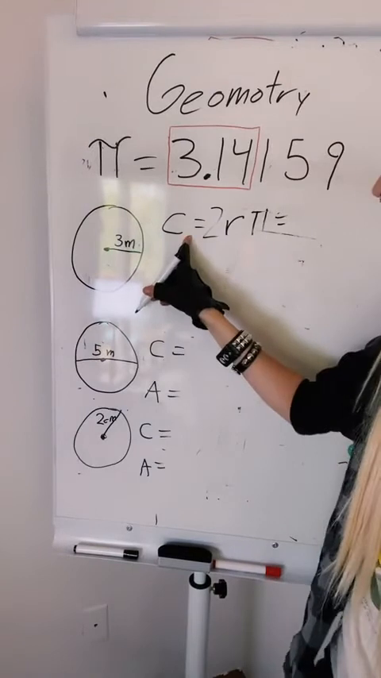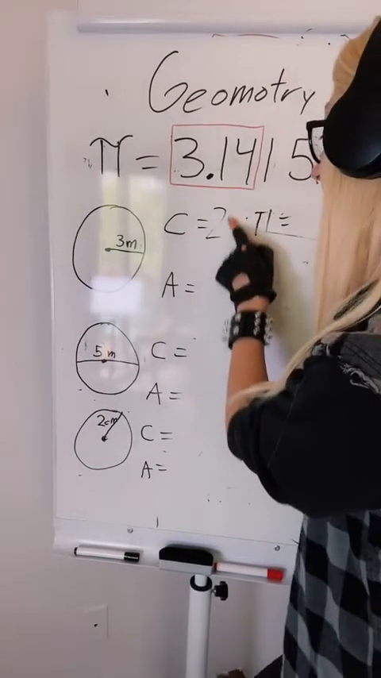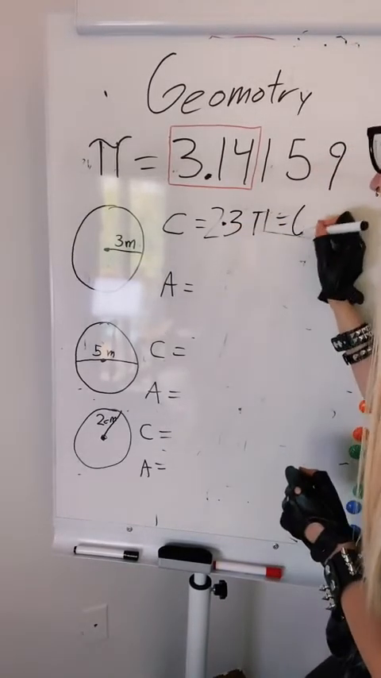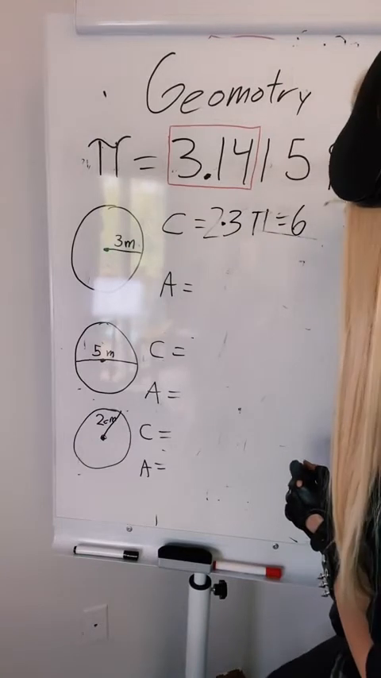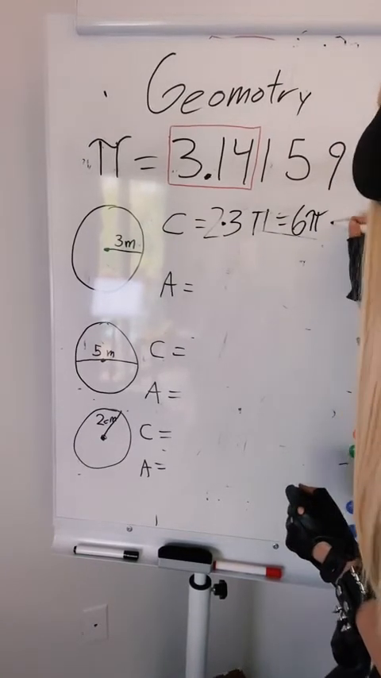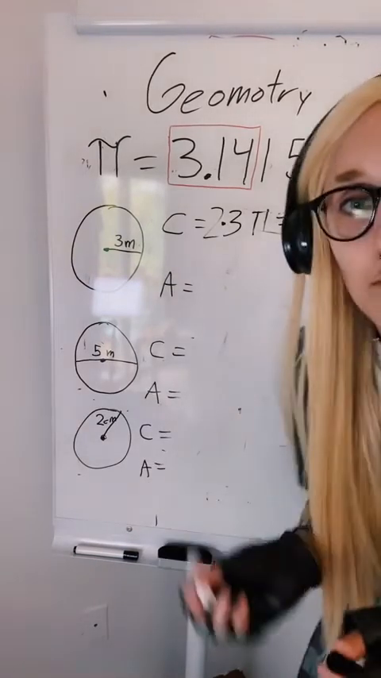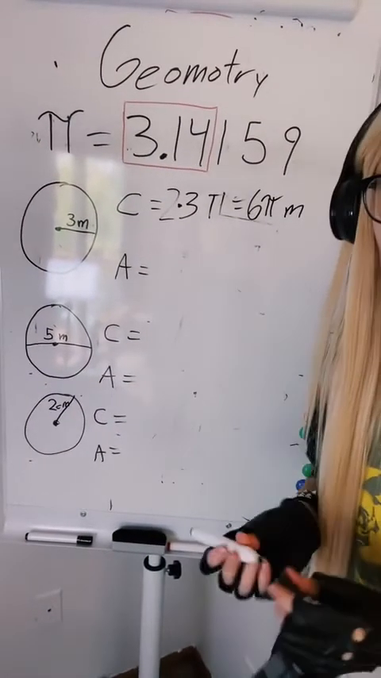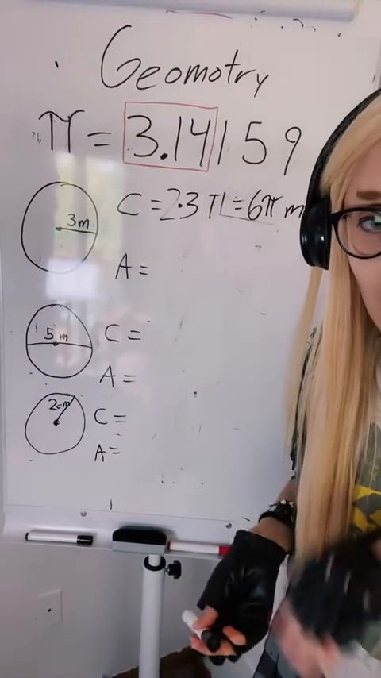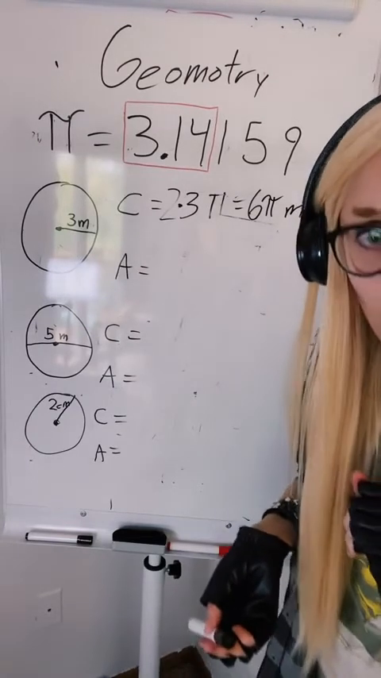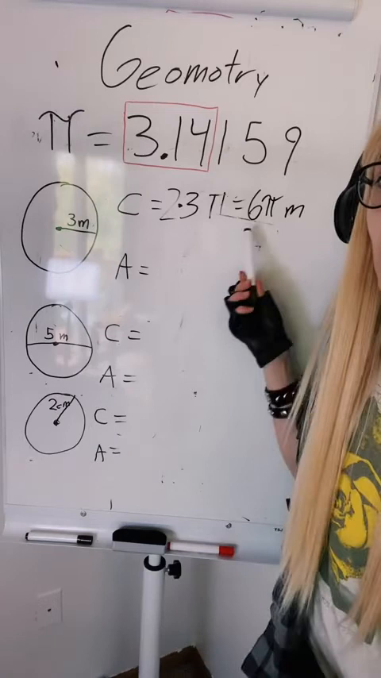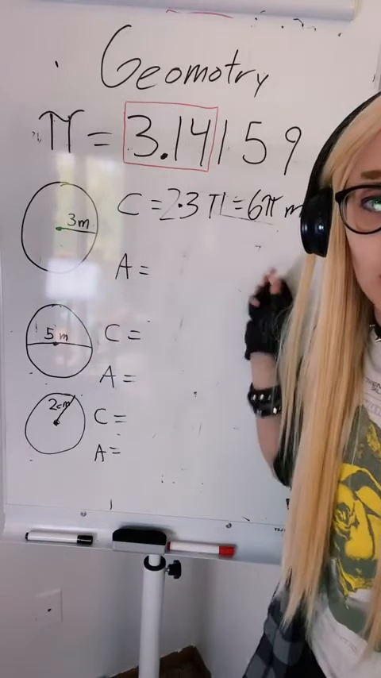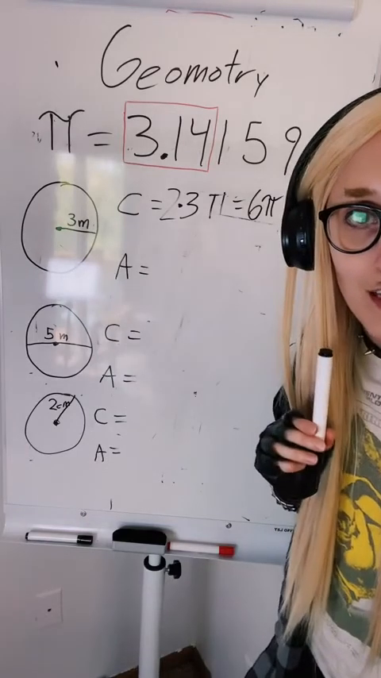Or in other words, we've got 2 times 3 times pi. So we get 6 pi meters. Remember to label how far it is. You could have multiplied by pi, but you don't have to. Your teacher will tell you if they want you to or not. But always remember to put your measurement in. And since circumference is measuring the length around the circle, we leave it in terms of meters. Sound good?